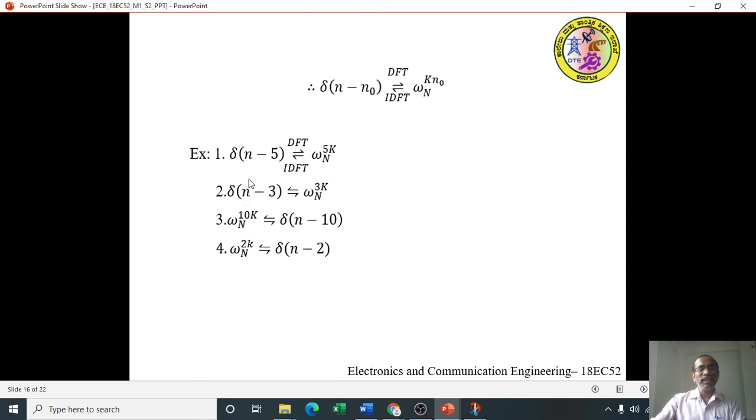Next problem, we have written delta n minus 3, which has a DFT of omega n power 3k. So conversely, omega n power 3k has an IDFT of delta n minus 3. Next problem, I have given omega n power 10k. I want an IDFT for this. In place of n naught there is 10, so you can write this as delta n minus 10. If it were 5, it would be delta n minus 5. Similarly, omega n power 2k has an IDFT of delta n minus 2.